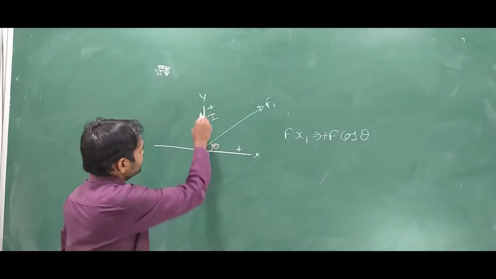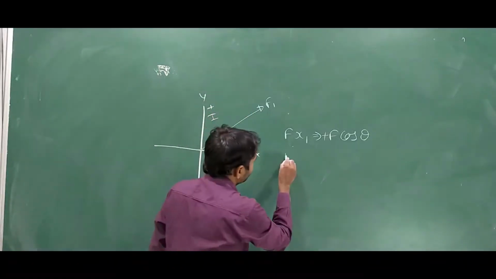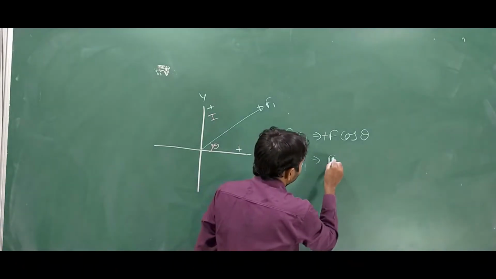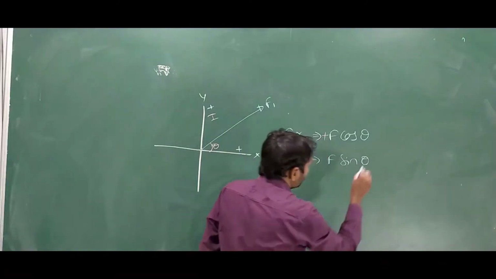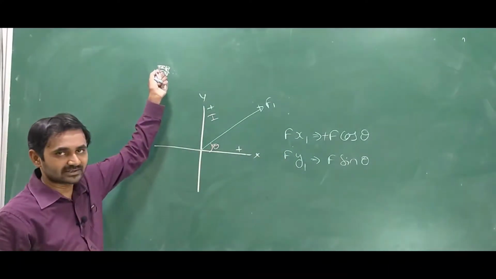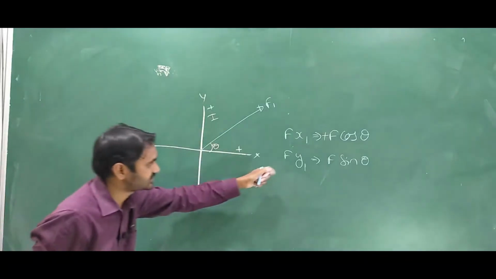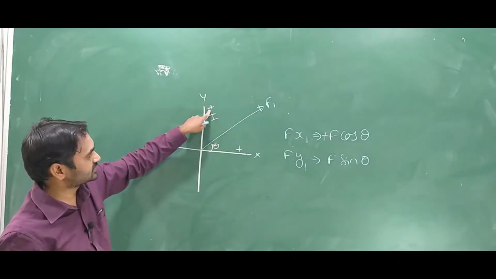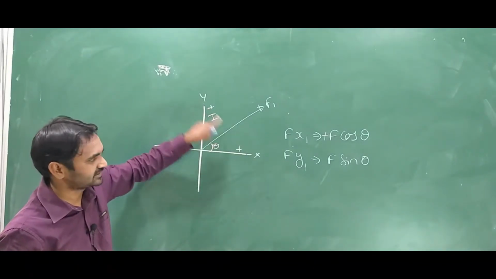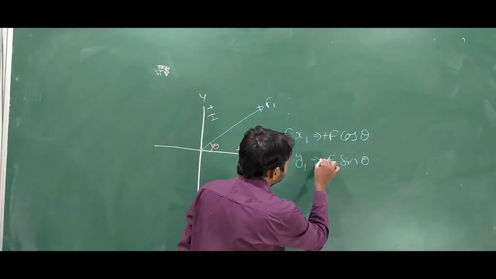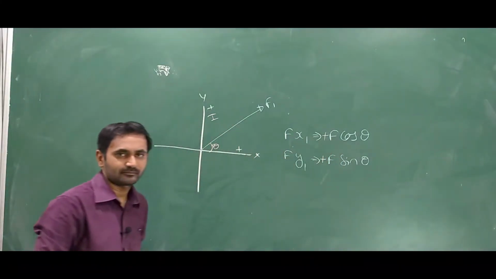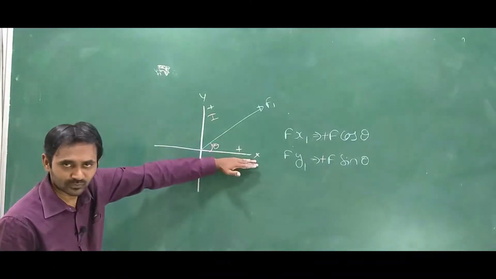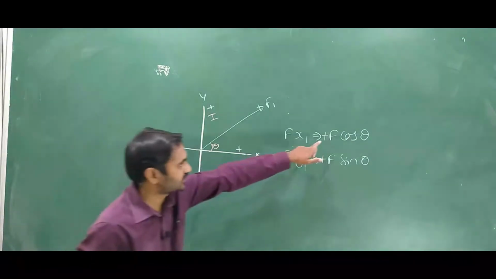Now let us see, when I am resolving the force towards y, Fy1 is equal to F sin theta. When it is resolved in the y direction, you will get sine. When it is resolved in the x direction, you will get cos. And whether it is plus or minus, in the first coordinate everything is plus. So plus and plus, right? So this is the way you have to resolve. F1 is resolved towards x, then you will get F cos theta.